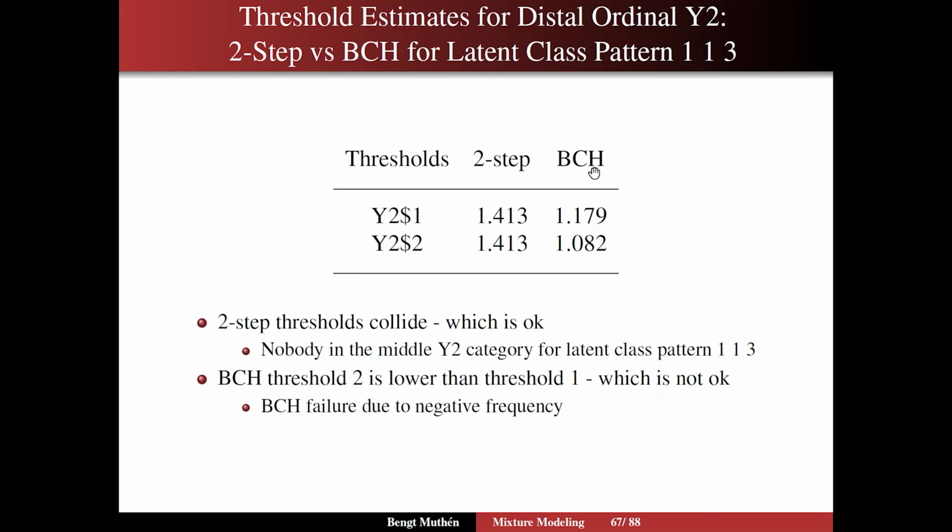Now for BCH, however, those thresholds, look at them. The second threshold is lower than the first. That doesn't make sense. Thresholds should be increasing in value. At most, they should be the same. They can be the same, but otherwise they should not be lower for the second threshold. So BCH has a problem. It's not okay to have those kinds of thresholds, and you get a BCH failure due to negative frequency, like we saw. But the two-step solution is quite usable.